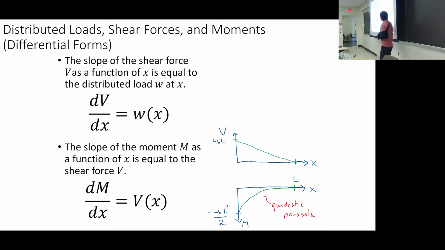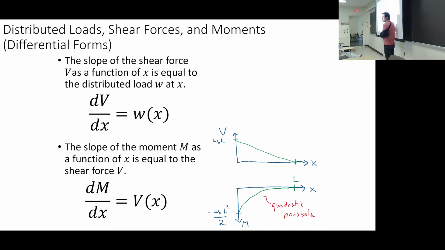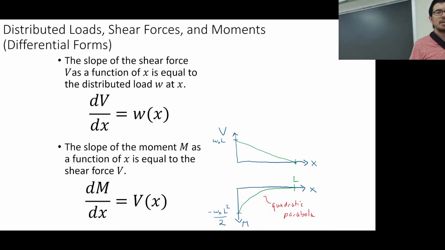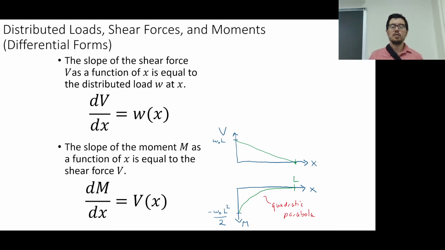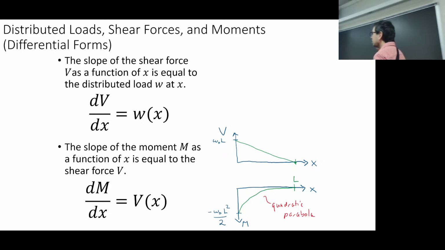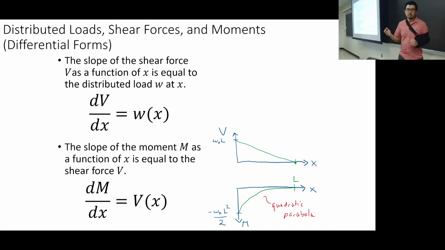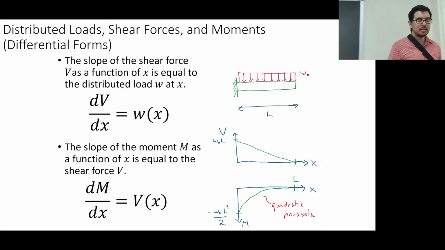Similarly, dv dx is equal to w of x. So if I take the derivative of this function, I will get w of x. What is the derivative of that function? It's just a negative constant. That means we have a constant negative applied distributed force, because that's what w of x is. So what does that look like? It looks like that.